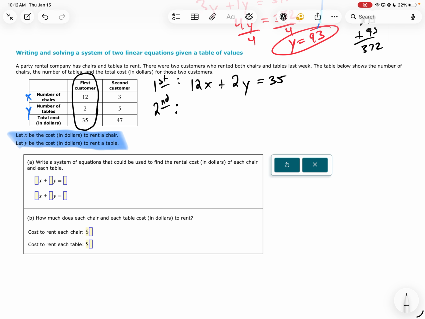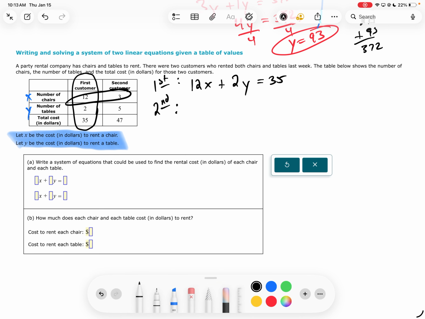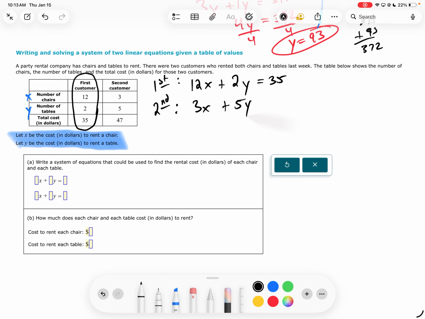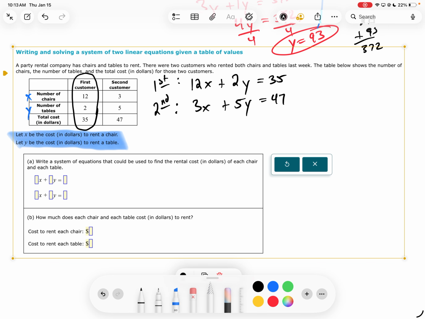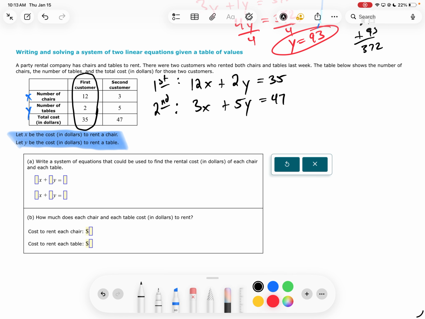You don't want to go this way, though, because 1, you don't have 3 numbers, and 2, those are both x's, right? So we know this is x, this is y, and that's the total amount they spent. So really, it's just like transposing these tables. So again, with these tables, it does make it a little easier to come up with your equation. So the second customer would be 3x, 5 tables at the table price, and they spent 47. Okay. So now we have our equations.